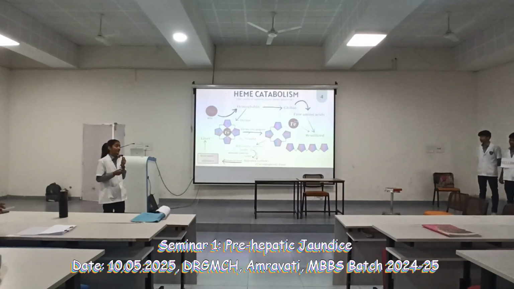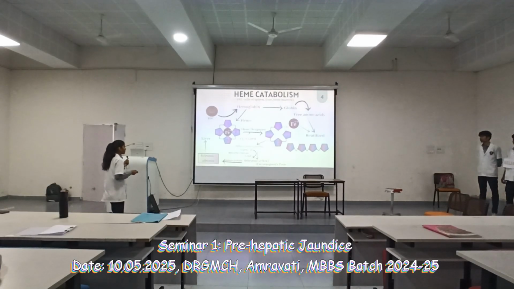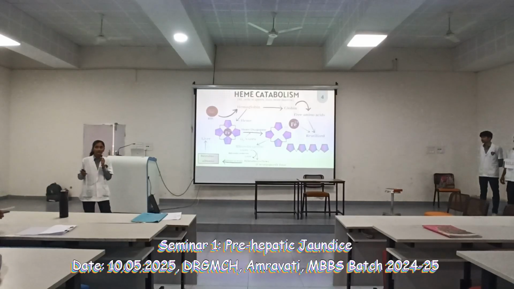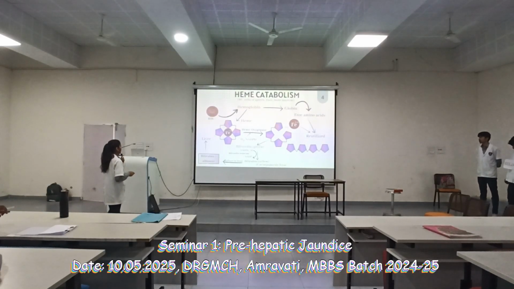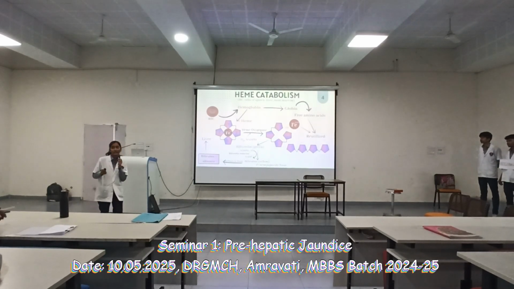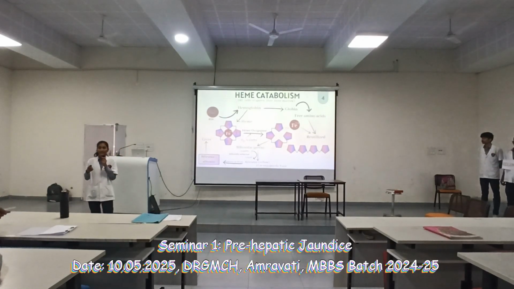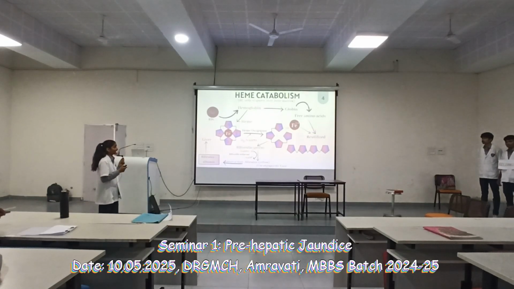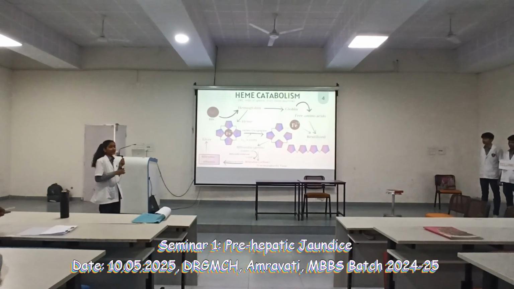This biliverdin, on the action of biliverdin reductase in the presence of NADPH, converts into bilirubin, which is a yellow product. This connects with the albumin present in our blood, which is a plasma protein, to form unconjugated bilirubin, which is transported to the liver for its further excretion and metabolism. But in pre-hepatic jaundice, as you know, there is excess production of unconjugated bilirubin, which the liver cannot handle.